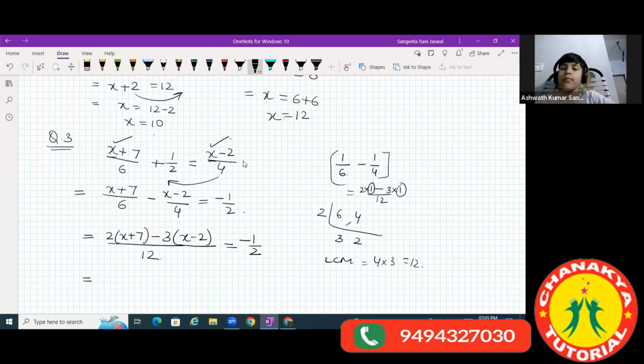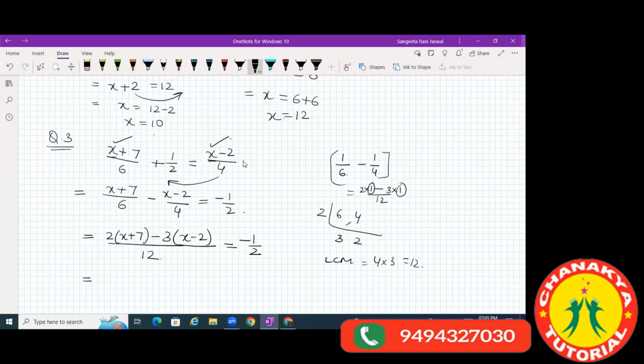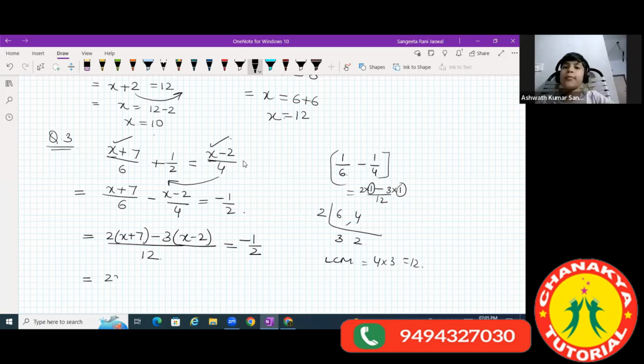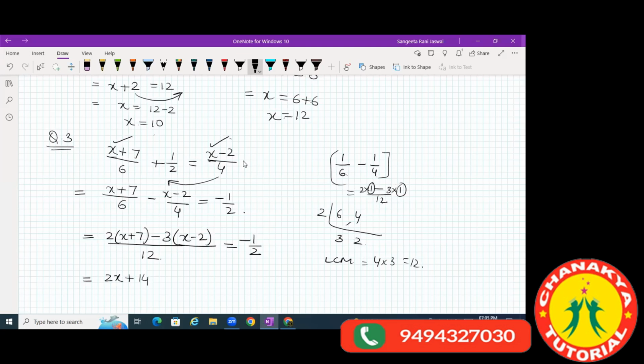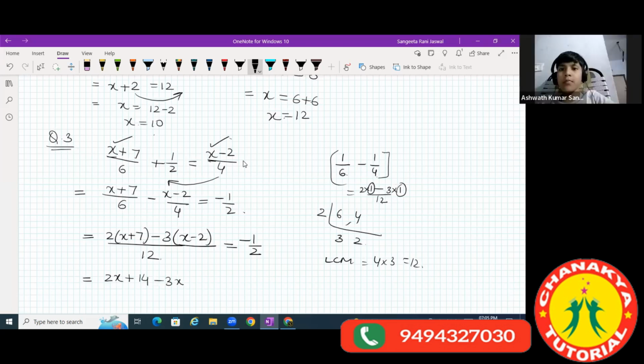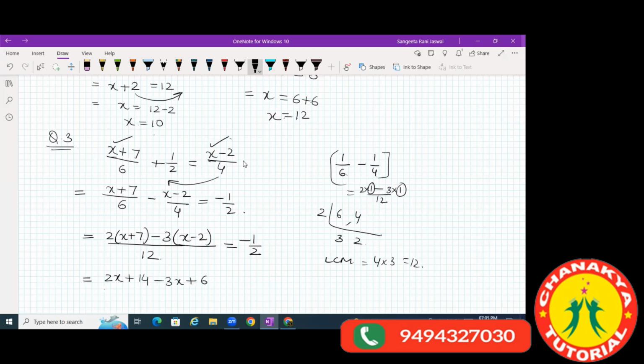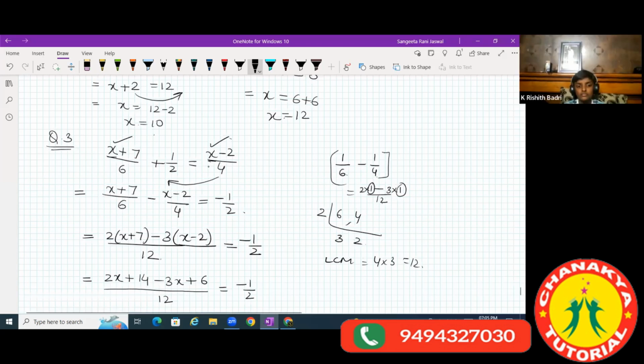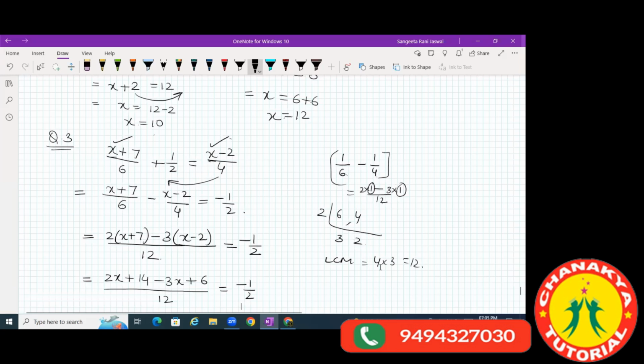So now I will open these brackets. 2 multiplied by 2x will become plus 2x, plus 14. Now this is minus. Minus 3 into x will become minus 3x. Minus into minus will become plus. 3 into 2 is 6. In the denominator, I have 12 here. And on the right hand side, I have minus 1 by 2. You get it? Everyone understood this step? Yes, ma'am.